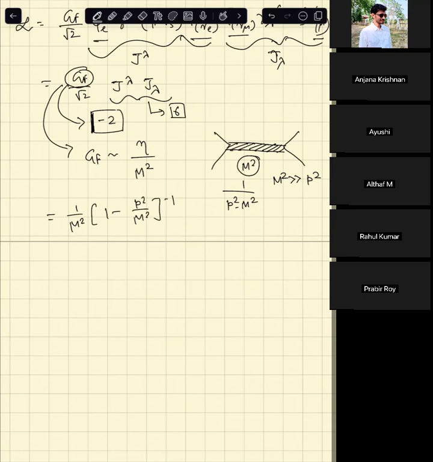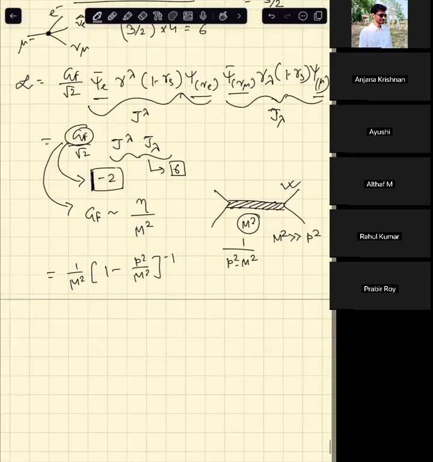Right? So then the leading term, when the p is much smaller, I can ignore the p square by m square. So this will behave like a 1 by m square. And now if you calculate this kind of full diagram, then we will come to know what is the possible origin of this kind of thing. So in other words, we can think that at some energy higher than the energy where you are looking into this muon decay, the actual process looks like this.